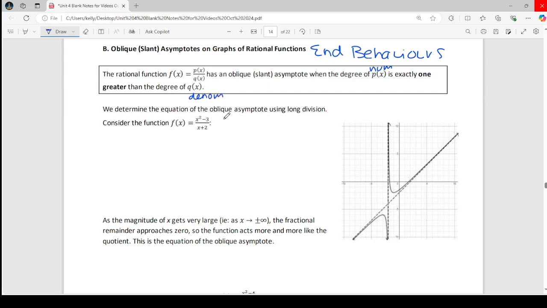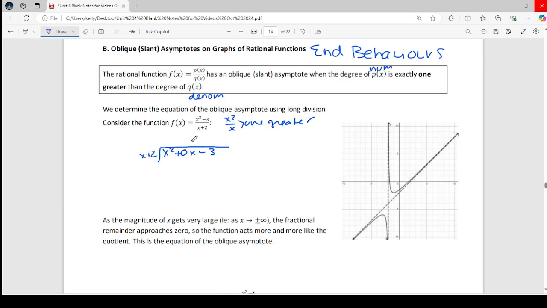So for this function, we have x squared over x. The degree is 1 greater. And so our asymptote, you'll see the dotted line here, is actually a line with slope, not just a horizontal line. But we get this end behavior by doing the same thing we've always been doing, which is dividing the numerator by the denominator. We're just going to actually complete this division. So using long division, I'm going to put 0x in, so I have all the terms represented. I'm going to have x squared minus 3 divided by x plus 2.